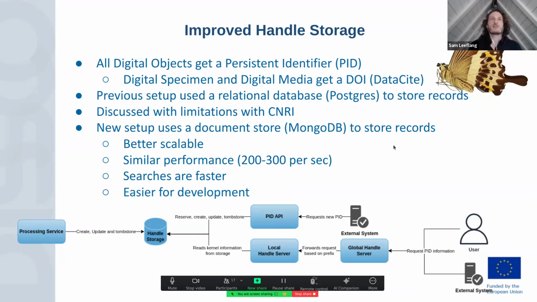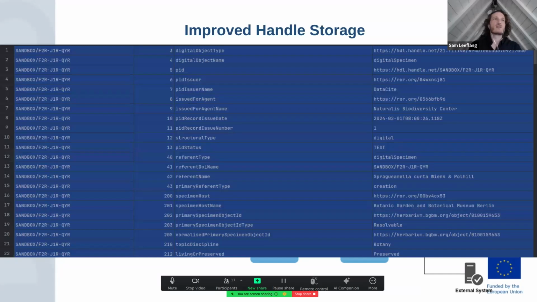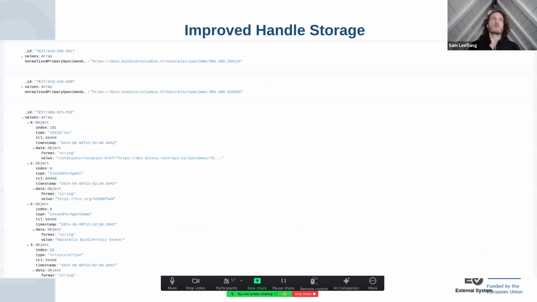Before we had this database table, and we had like 22 rows just for the single handle with all the things described. And now we have one object, and in that object we have all the information about the handle. So we no longer need to combine all these 22 different rows, but we have this one object, and that works quite well for us.